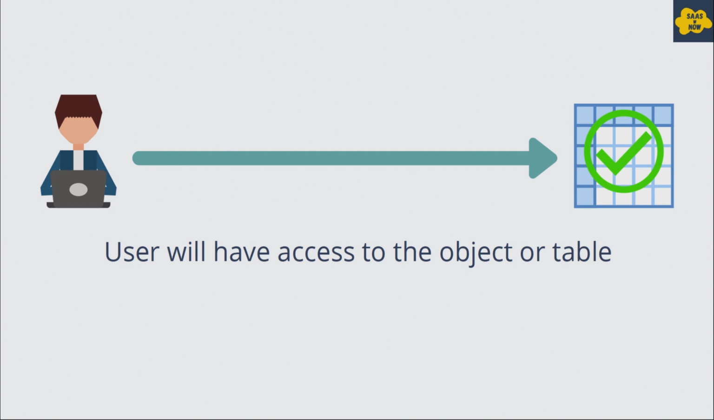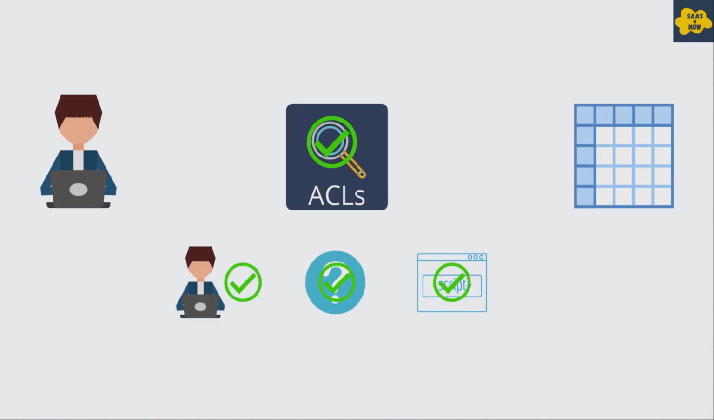So overall, in order to provide access to the user for any object or table in ServiceNow, the evaluation of all these 3 places mentioned in the ACL should always return true. If all of them are mentioned in the ACL, then they should all return true, else the user will not be able to access the records.